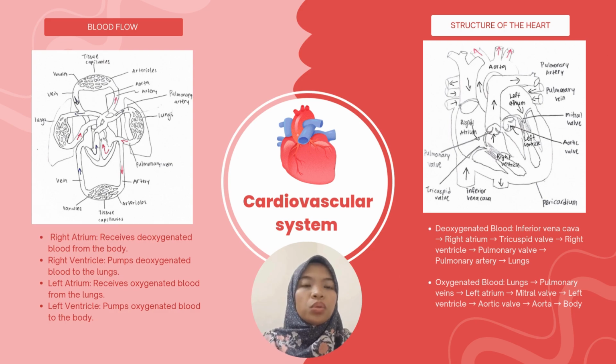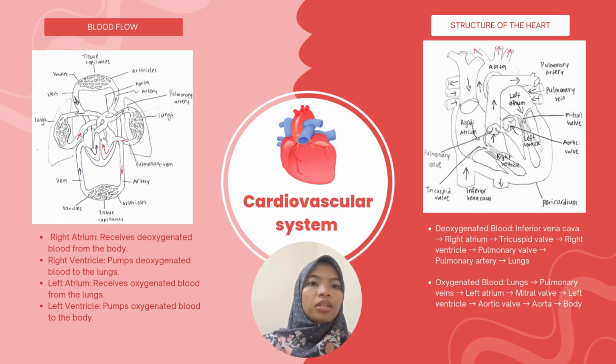So the cardiovascular system. I will explain to you how the blood flows through the heart. First, the blood that has delivered oxygen to the body returns to the heart through the two large veins. Number one is the superior vena cava from the upper body and the inferior vena cava from the lower body. Next, blood enters the right atrium where it's temporarily stored.